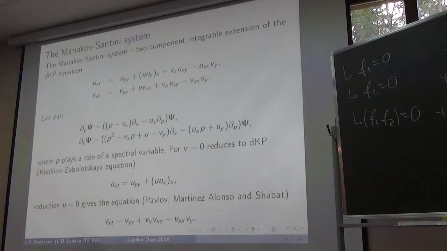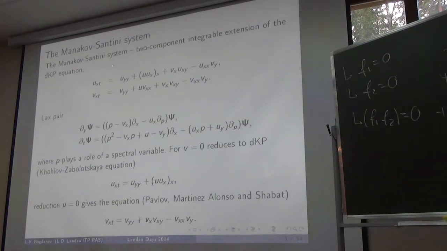In some sense, dKP corresponds to Hamiltonian vector fields in the Lax pair. And the Manakov-Santini system is just the free case. So, you have arbitrary vector fields, non-Hamiltonian vector fields. So here you see that the reduction V equals zero reduces this system to the dKP equation. And you can see here in the Lax pair that vector fields in this case will be Hamiltonian. And another reduction, U equals zero, which means that you don't have a derivative of a spectral variable in the Lax pair, gives you just what is now called the Pavlov equation.